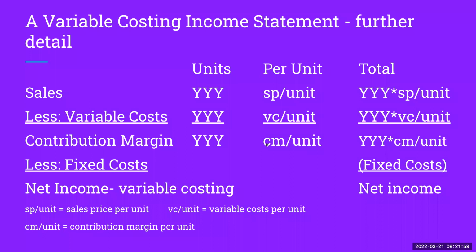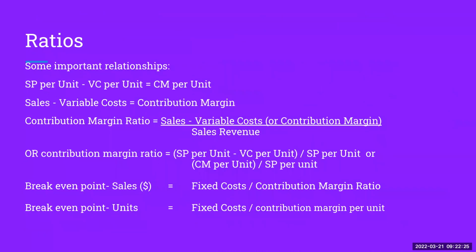You will see in our examples that I might only be given the contribution margin per unit, or the sales price per unit, or the variable cost per unit. And I'll just be given fixed costs. I'm going to have to find a way to go back into those numbers. So again, I cannot overstate the importance of this particular variable costing income statement.